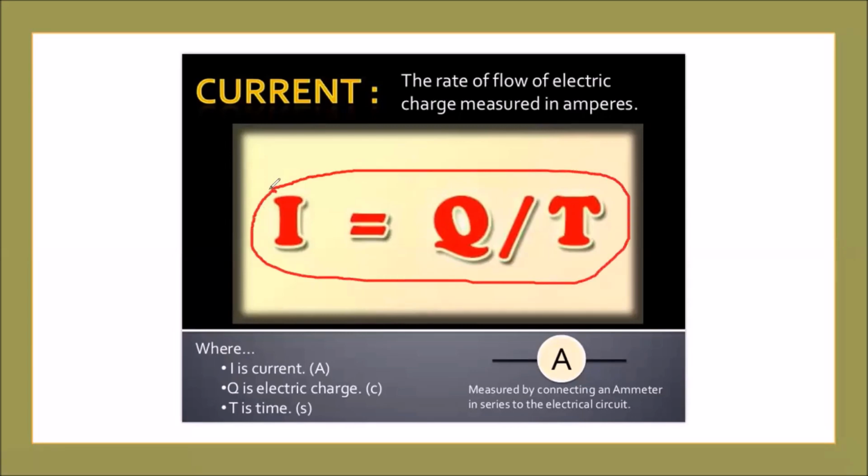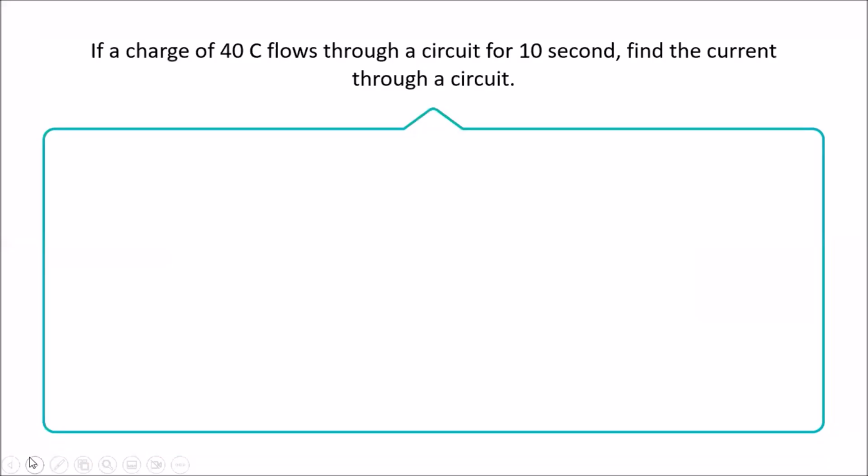We'll be solving a few sample numericals to give you a fair idea about how to solve numericals related to electric current. The SI unit of current is ampere. The SI unit of charge is coulomb, represented as C. The SI unit of time is seconds, and the device used to measure electric current is called an ammeter, which is always connected in series. So let's start with our first numerical.